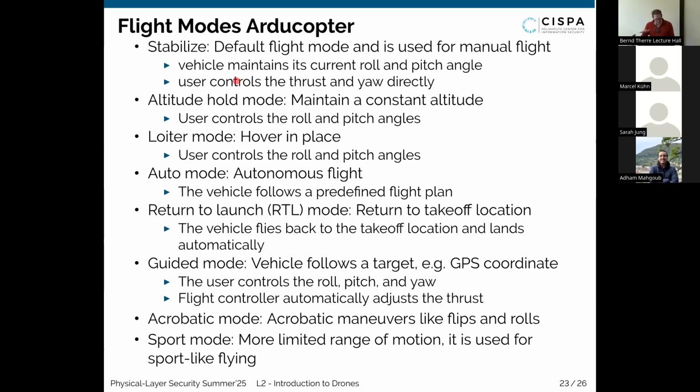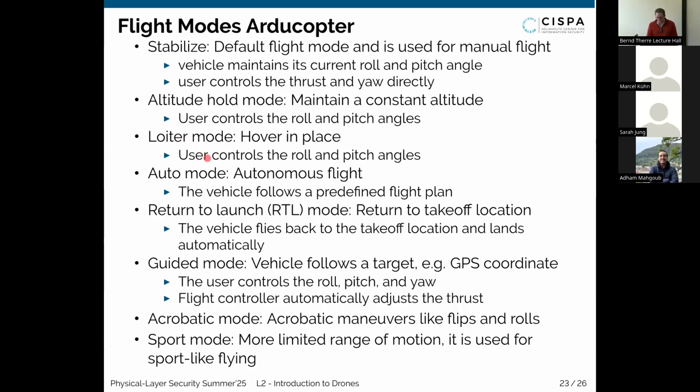So just essentially, you could say just steering it, rotating it and then controlling the speed. And the vehicle maintains roll and pitch angle, for example. There's altitude hold mode where the drone will always hold the current altitude. And then you can just rotate the drone around if you wanted to.